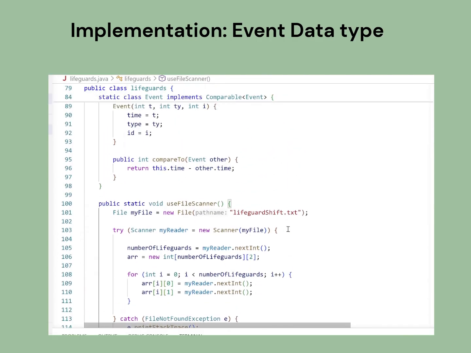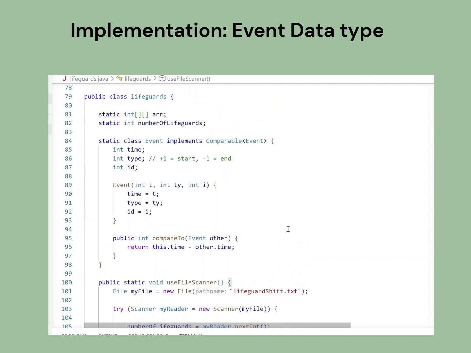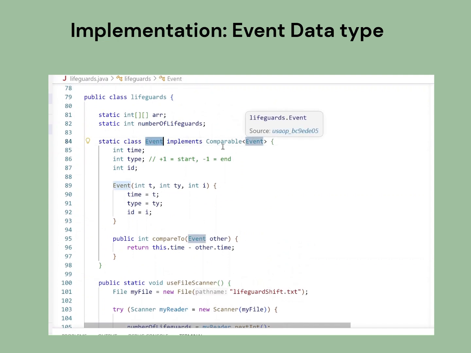In the last part, I want to cover how the event class is implemented. It is straightforward as we just declare a class variable for each piece of information we want to store, which is time, and then +1 or -1, and also the schedule ID.